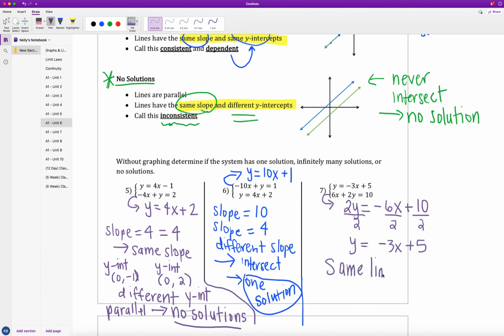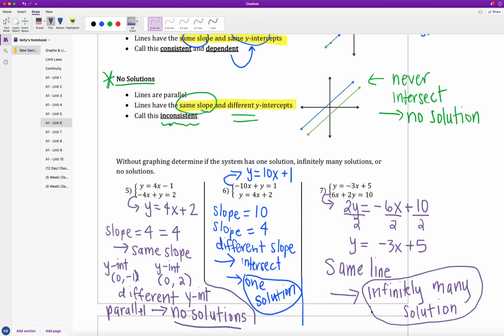What will that tell me? Well, I have one solution, infinitely many, or no solutions. If I have the same line, it means the lines are lying on top of each other, so I get infinitely many solutions. Sorry, it's delaying. So because I have both the same slope and the same y-intercept, I have the same line, which means I end up having lines that, if I were to graph them, would be graphed on top of each other. So I end up intersecting an infinite amount of times. So I end up with infinitely many solutions then.